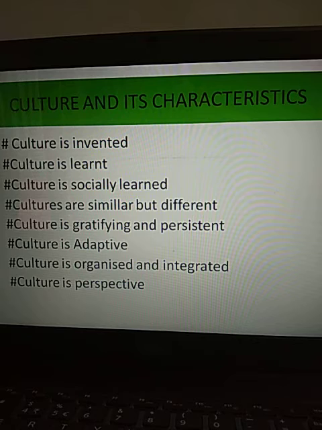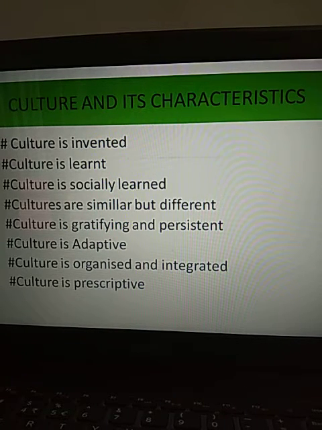The final one is that culture is prescriptive. So what is that last point? The culture is prescriptive. Prescriptive in the sense it will inform what is good, what is bad, what cannot be done, what can be done. Understand? So in such a way, these are going to be the very, very important characteristics of the culture.